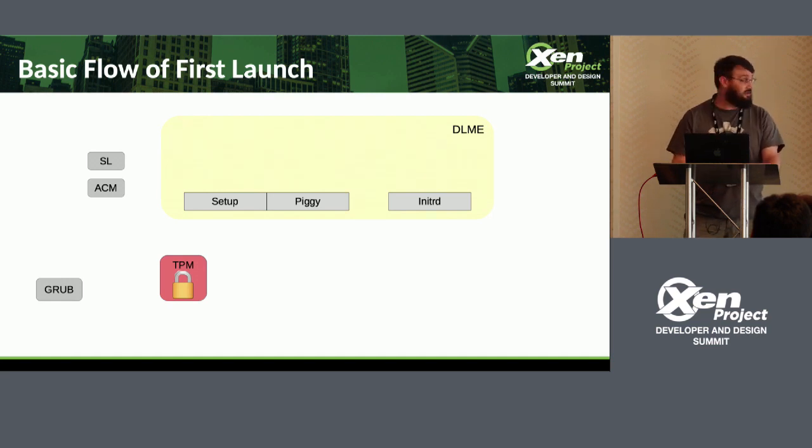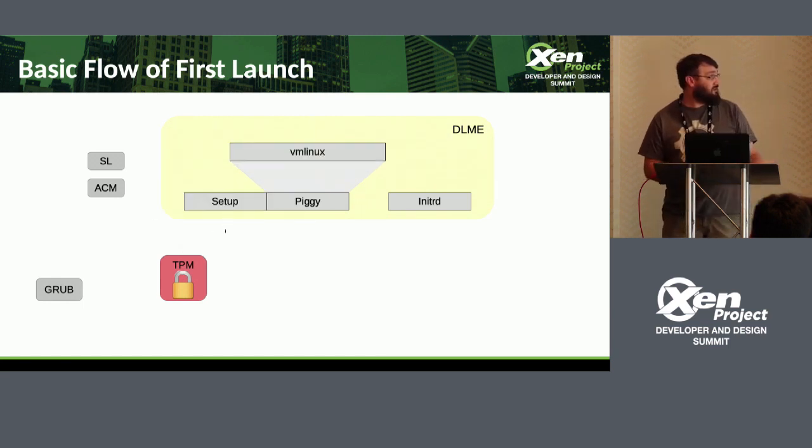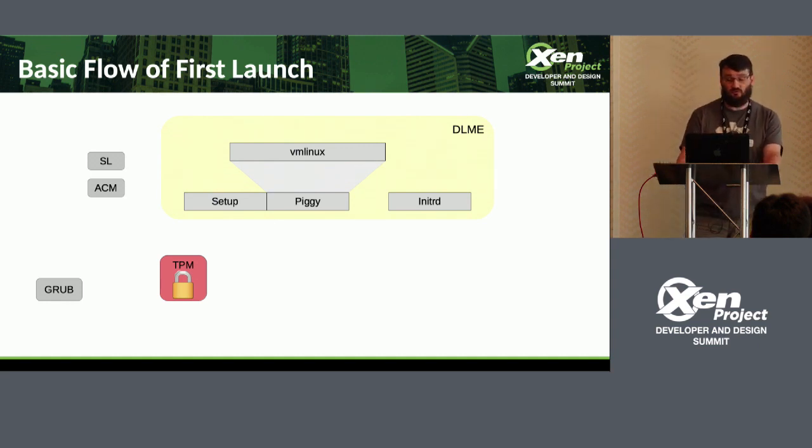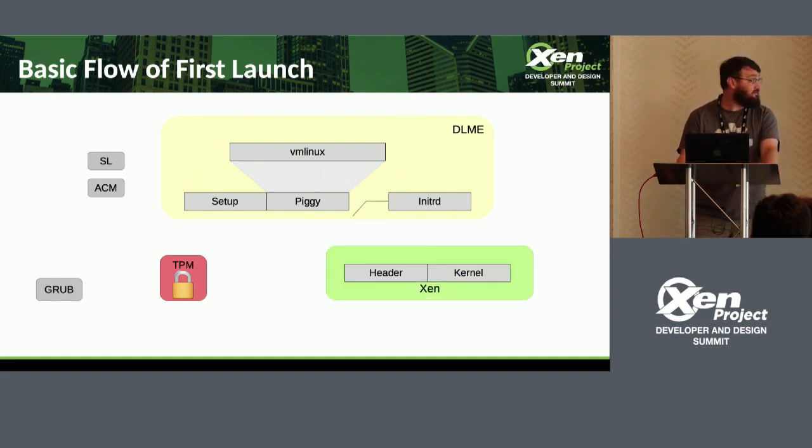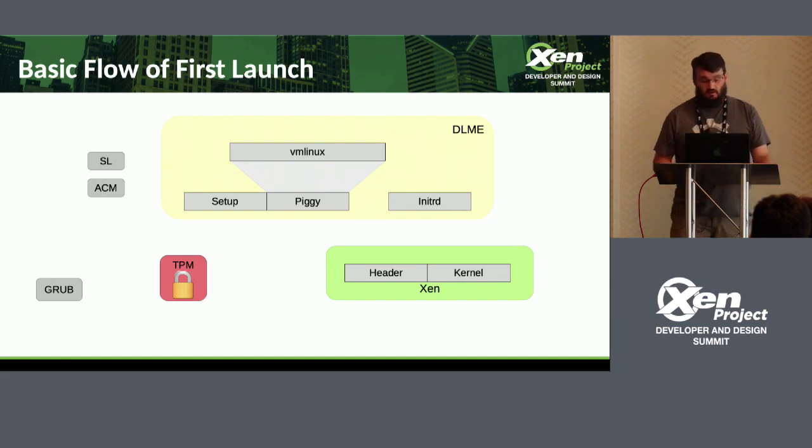So the first thing we do is take a measurement of the initrd. We then expand the piggy, and then we actually measure the vmlinux kernel and store all those into the TPM. At this point, the rest of the Linux startup will occur. We'll be inside the initrd, and then the initrd will take care of loading Xen, measuring it into the TPM, and then it'll do the kexec into Xen. So that is the basic flow of the first launch scenario.